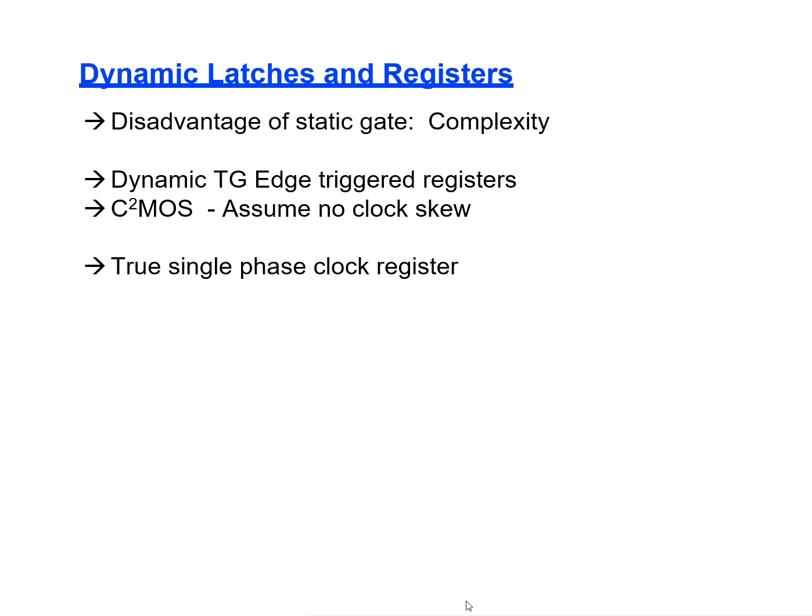So this results in a class of circuits based on temporary storage of charge on parasitic capacitors. This principle is exactly identical to the one used in dynamic logic. The dynamic logic circuits that we are going to discuss are the dynamic transmission gate edge trigger registers, then clocked CMOS circuits, in which we assume no clock skew, and the two single phase clock registers. Under C square MOS circuits, we are going to discuss the C square MOS register and the dual edge register.